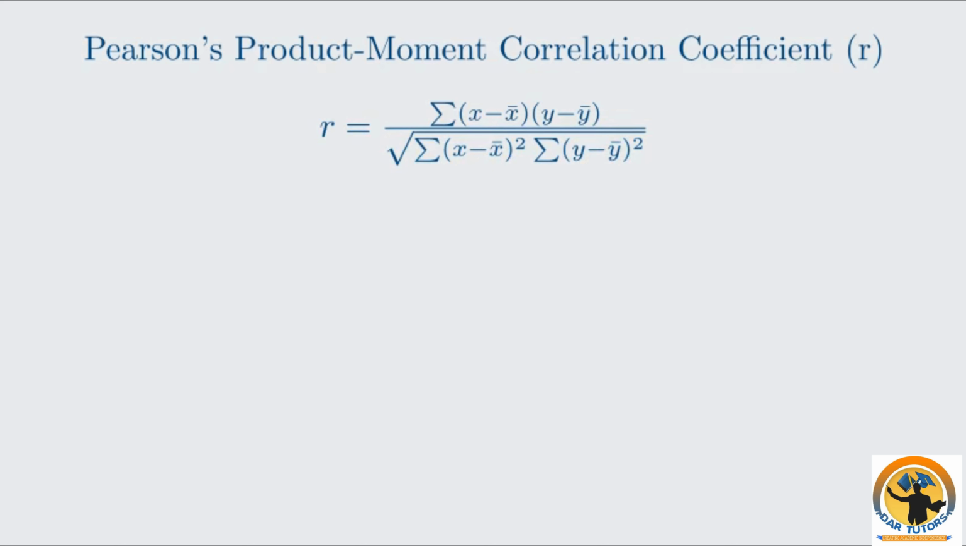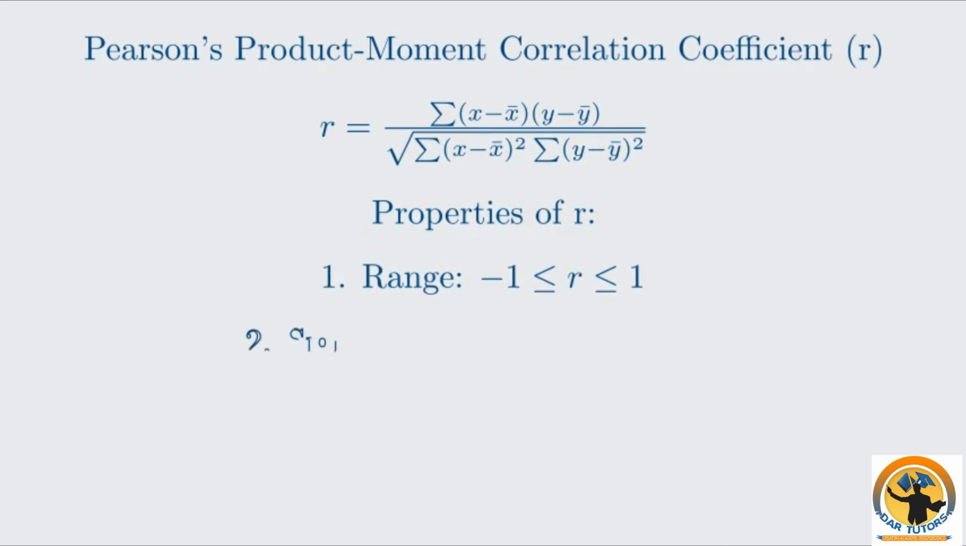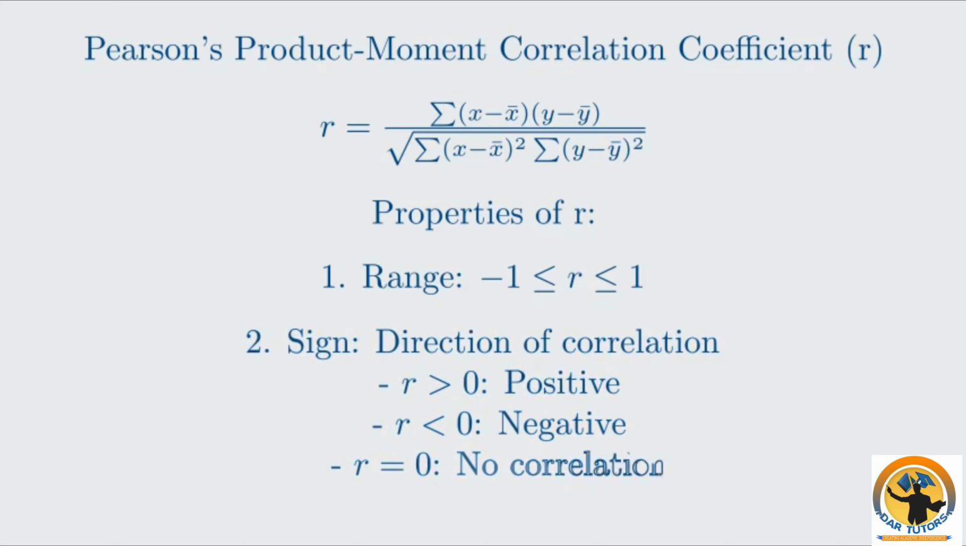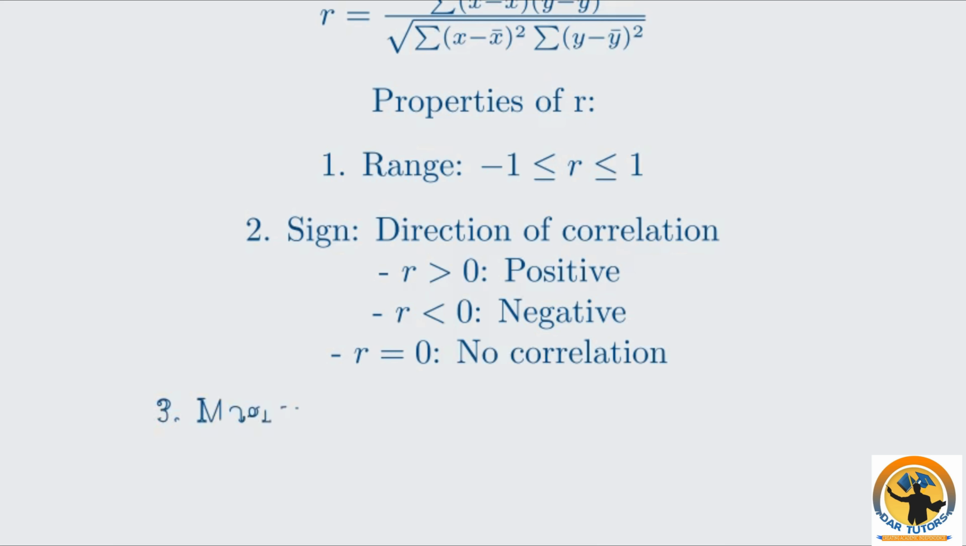So how do we interpret the value of R? First, the value of R always falls between -1 and +1. Second, the sign of R tells us the direction. A positive R means a positive correlation. A negative R means a negative correlation. If R is exactly 0, there is no linear correlation. Third, the size of R tells us the strength.